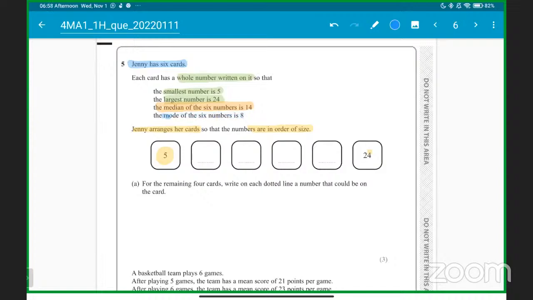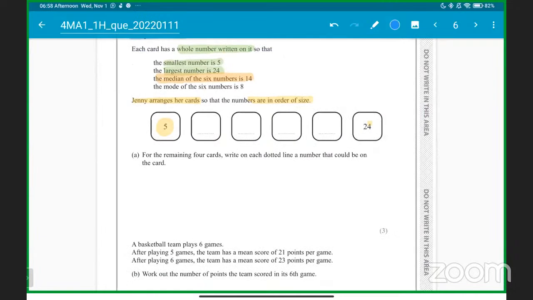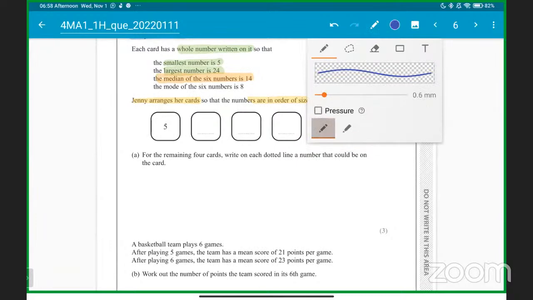So mode is 8, which means that 8 is coming a couple of times. For 3 marks, we have to find the remaining 4 cards. We have to write on each dot a number that could be on the card. So we have to write down the number that could be on the card. Okay, understood? Clear on that? Yes. So how do we go about it?